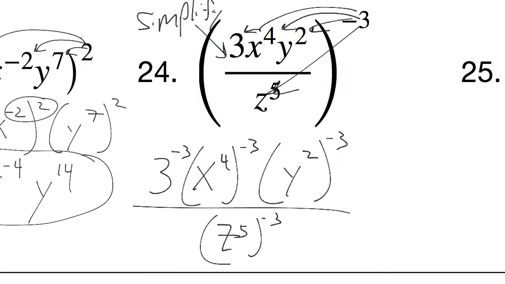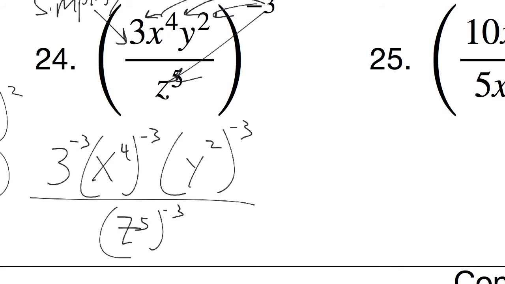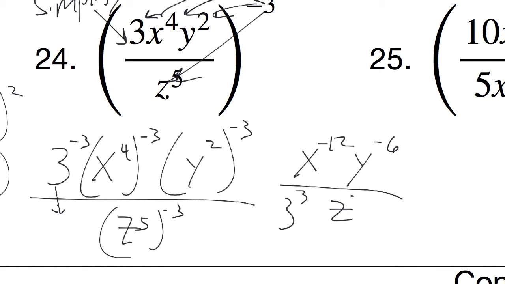So, let's take them each individually. In fact, I'm going to cross the line and therefore change the sign. This becomes 3 to the positive 3rd. X to the negative 12, y to the negative 6, z to the negative 15.